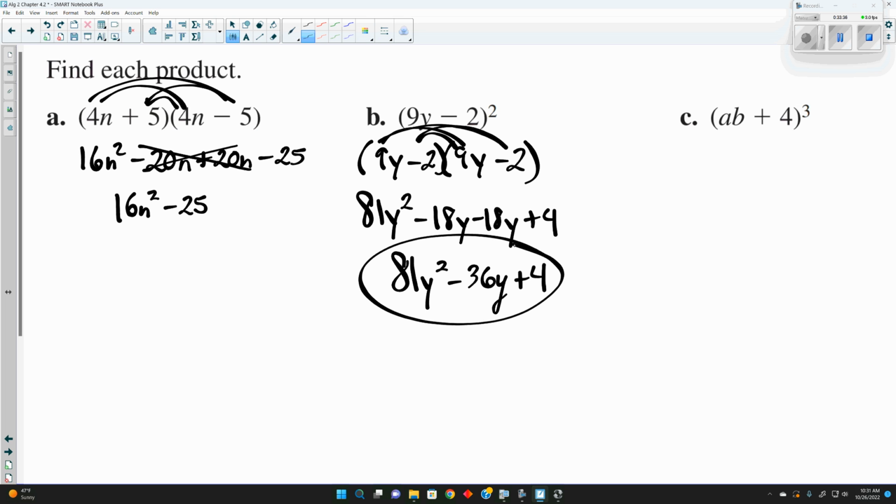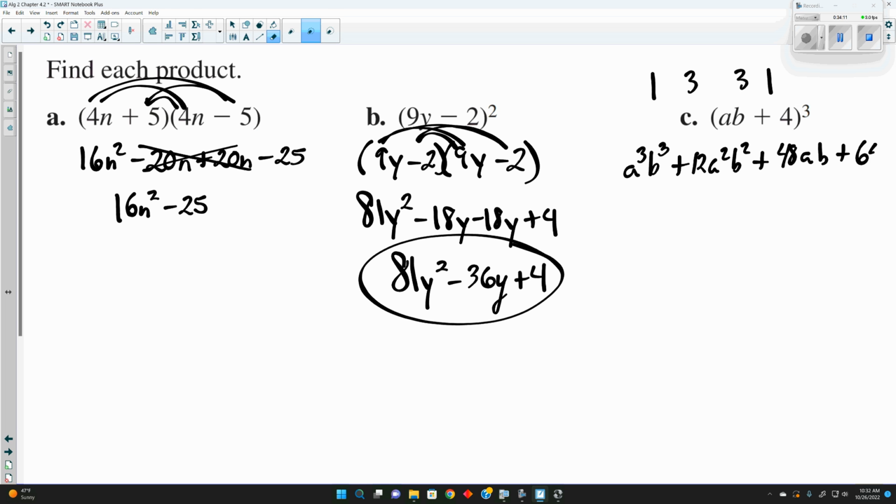Plus, let's see here, 4a squared b squared, because this would be, no, it's going to be 12, because it's 1, 3, 3, 1. 12a, because this would be 4 squared, so 16 times 3, 16 and 16, 32, 48, plus 64. There's 2 different ones, sorry.